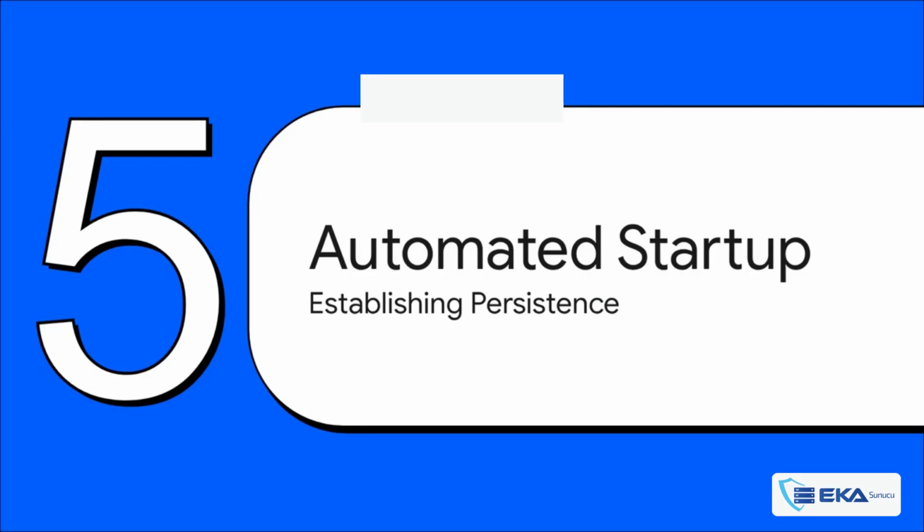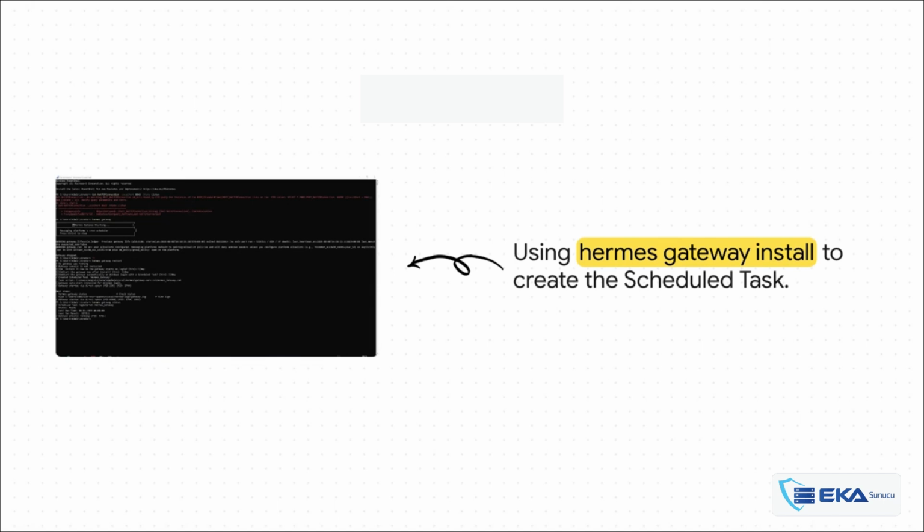Section 5. Automated startup via Task Scheduler. Establishing persistence. Just like the proxy, our AI gateway process itself needs to survive unexpected reboots. A production gateway cannot rely on a human remembering to start a script. By simply executing the Hermes Gateway install command in our terminal, we instruct Hermes to automatically hook into the Windows Task Scheduler. This one single command powerfully shifts Hermes from being an active terminal process that closes when you exit into a persistent background daemon.